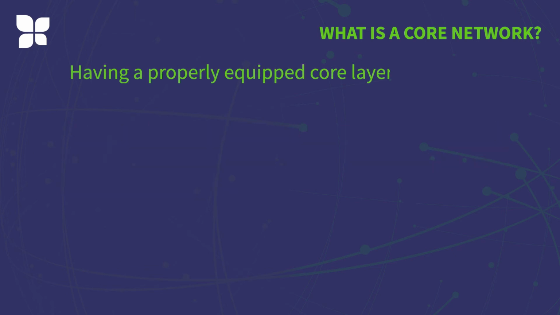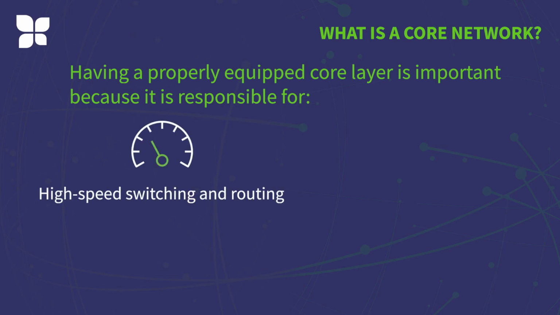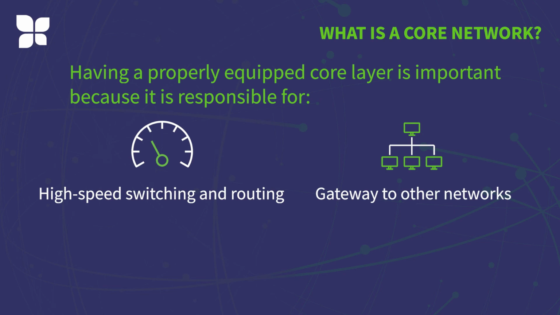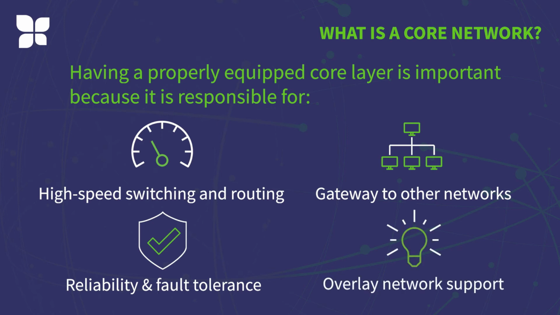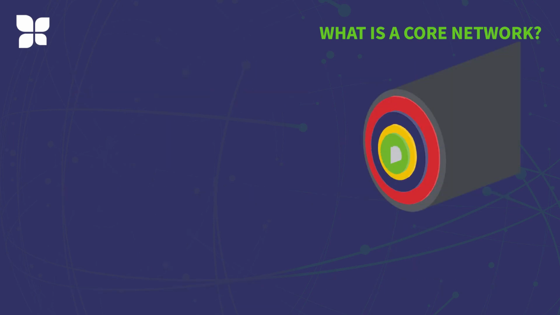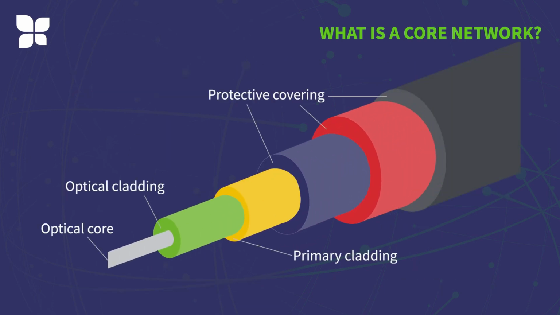Having a properly equipped core layer is important because it is responsible for providing high-speed switching and routing for fast transport, acting as a gateway for accessing other networks and the internet, providing reliability and fault tolerance, and supporting overlay network services.